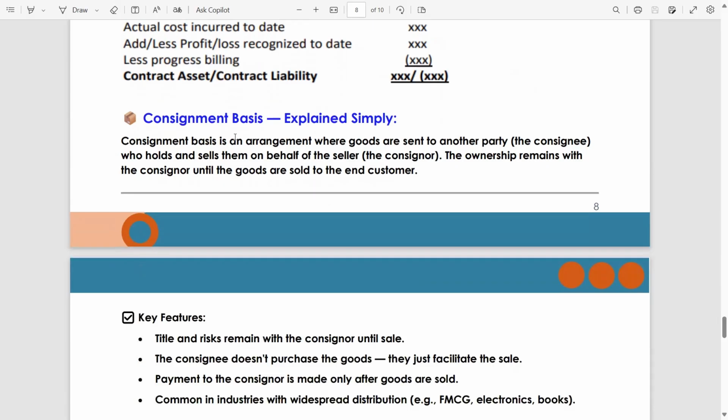Now, the last topic, which is consignment basis, explained.